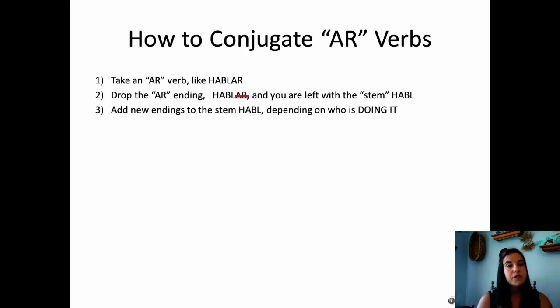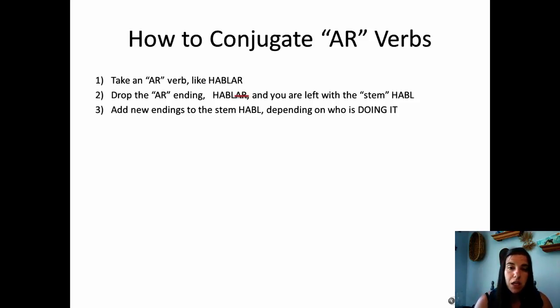Today, we're going to just focus on AR verbs because there's the most of them, and we need to start somewhere. So let's start with AR verbs. So any verb that ends in AR, here's how you conjugate it. You take an AR verb like hablar. Hablar ends in AR. You're going to drop the AR off the end, and you're left with the stem. The stem is the verb after you've taken off the 2 letters at the end, either the AR, the IR, or the ER. In this case, just AR.